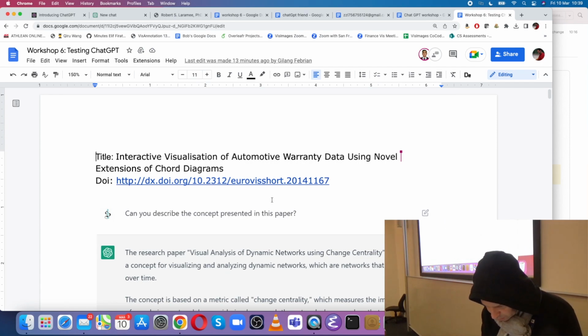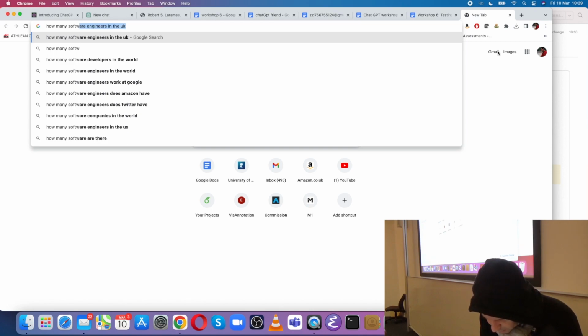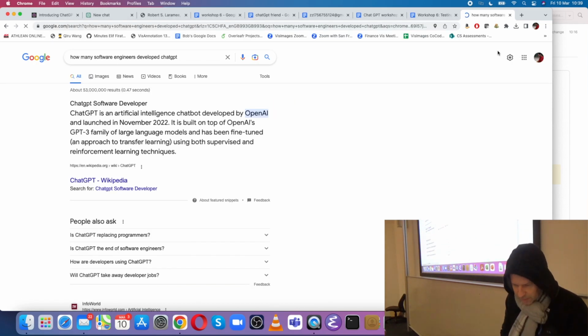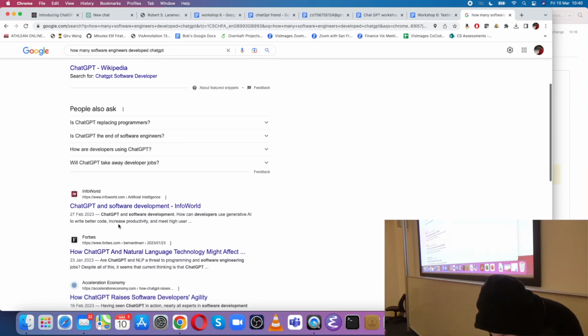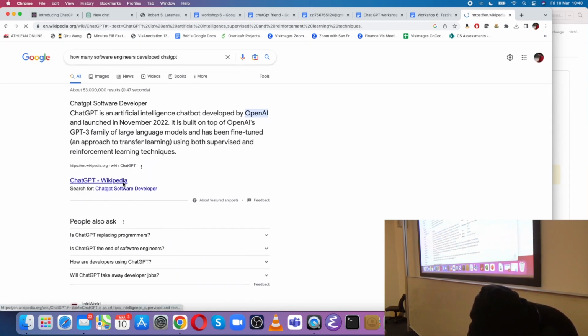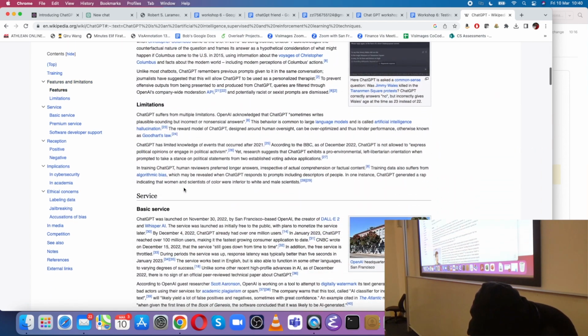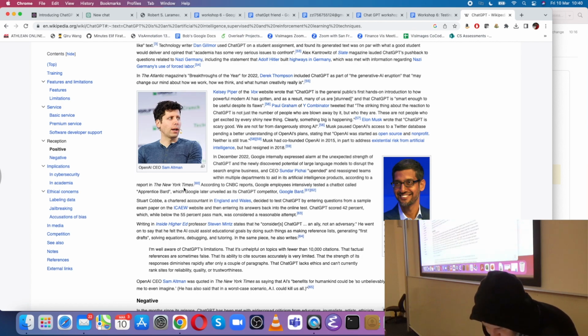Let's just do a quick Google search. How many software engineers developed ChatGPT? Can somebody ask ChatGPT itself how many engineers, software developers? I don't see any information about this. It doesn't look like that information is publicly available.